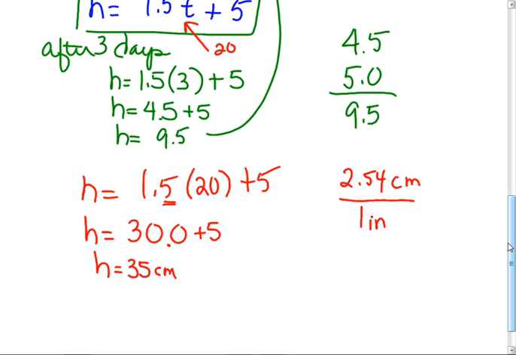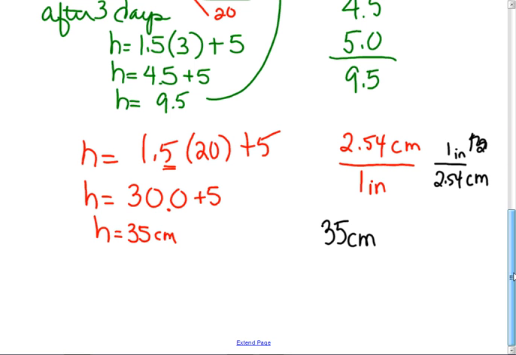You take your 35 centimeters, and you either multiply by 2.54 divided by 1, or the reciprocal, 1 inch over 2.54 centimeters. You should be doing this in science class. I want the centimeters to cancel out. So I'm going to multiply by 1 inch over 2.54 centimeters, with centimeters in the denominator. I don't know how big that is, but who's got a calculator handy? I do on my phone.